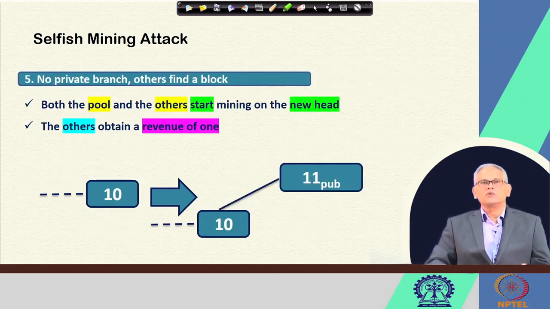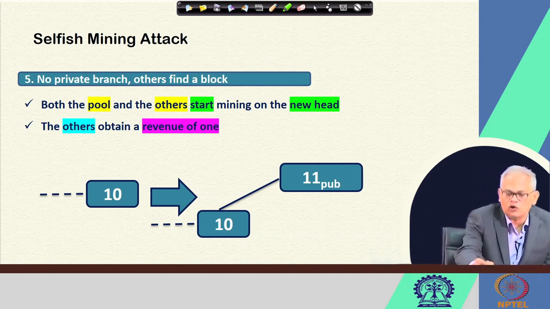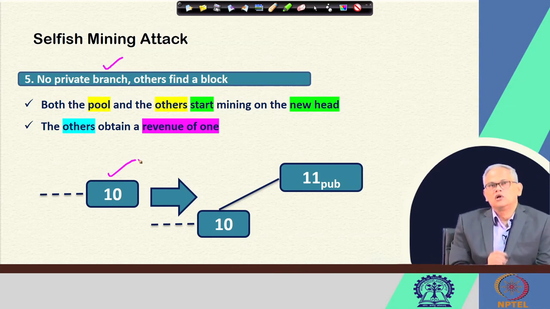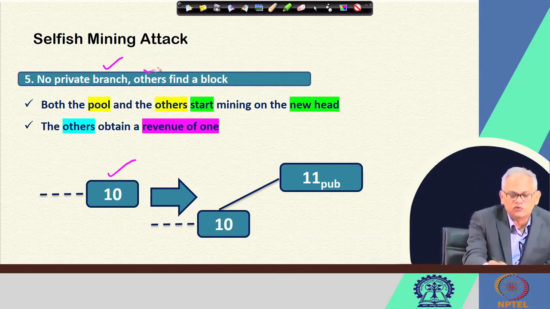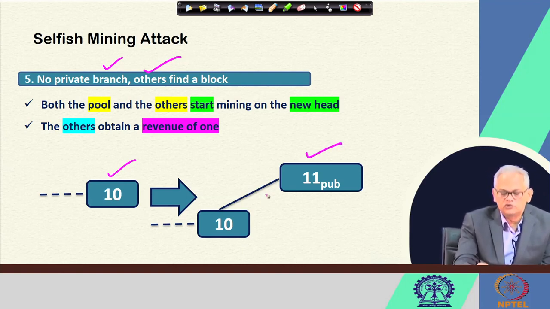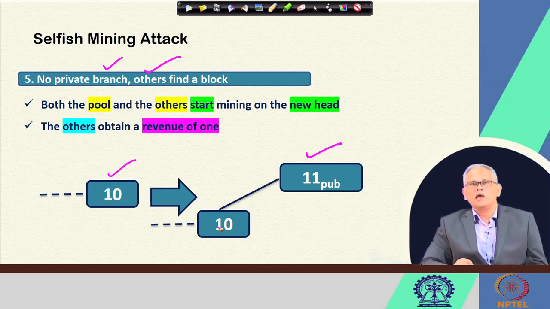Then the other one is even simpler: the pool could not actually mine a new block. So there is no private branch, and others find a block. It means that this was the status, there was no private branch. This was the only branch, the current head of the chain, and others found a block. And others found a block means what? They found this 11 pub, which was attached to 10.